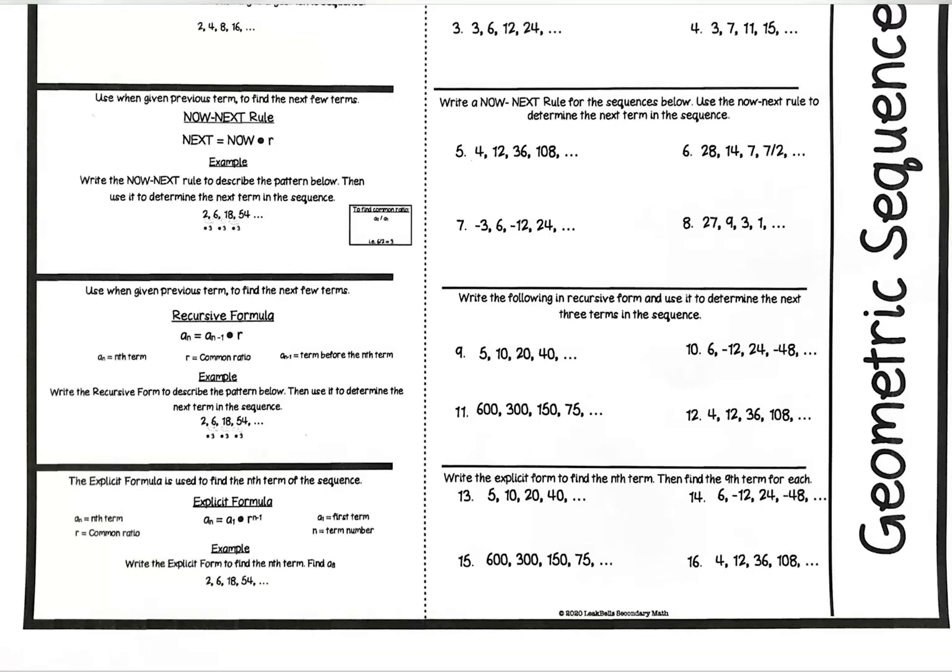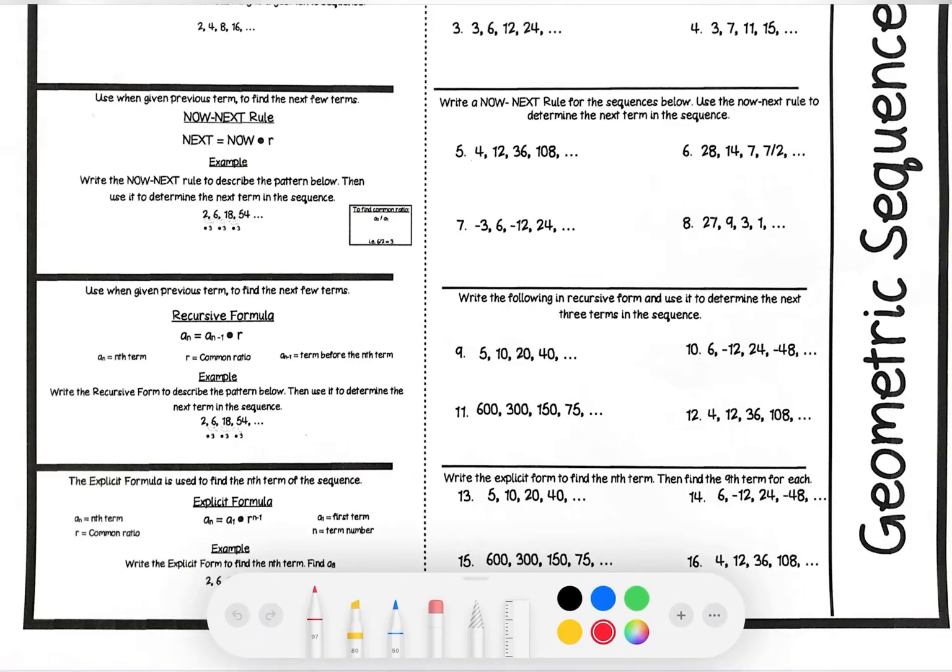All right. Now that we've talked about the now next rule and we know what a geometric sequence is, a sequence where we go from one term to the next by multiplication or division, we're going to talk about two main formulas. The first is the recursive formula, and the second is going to be the explicit formula. The recursive form comes from the now next rule. It's just that instead of writing next and now, we write a sub n and a sub n minus 1.